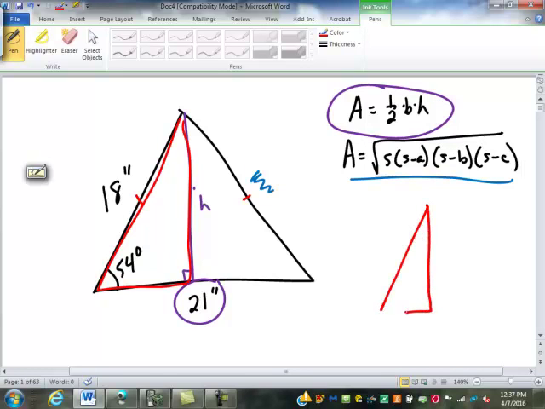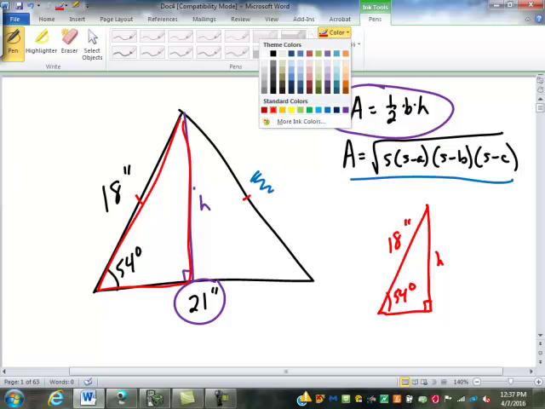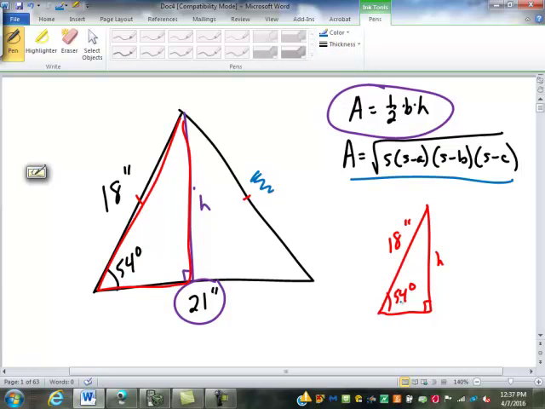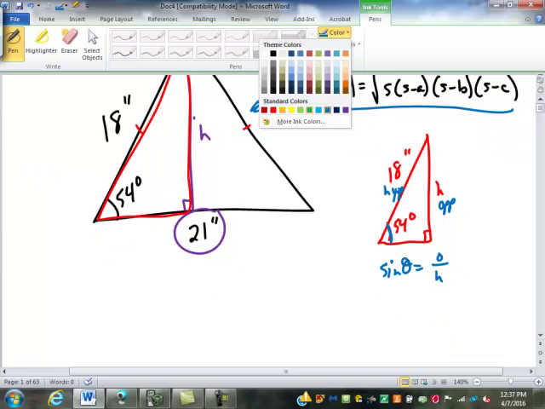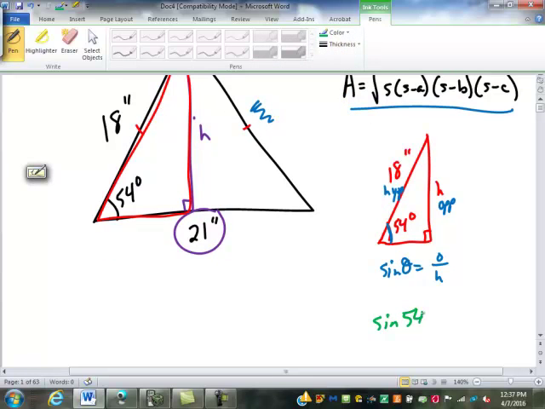I'm going to redraw it over here. We have, this is H, this is 18 inches. This is 54 degrees. We have a right triangle. We know another side and another angle. We can find all the other sides if we want to. But all we really need to find is H. According to the 54 degree angle here, H is which side? The opposite. The 18 is the hypotenuse. Sine of an angle is opposite over hypotenuse. So we're just going to plug in sine of 54 degrees equals H over 18.